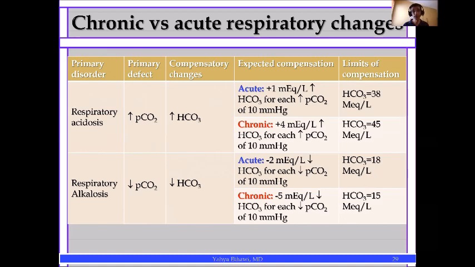What is the limit of changes that bicarb can do in an acute situation? It can go up to 38 milliequivalent per liter. After that, if you need compensation, the bicarb cannot, and the baby will get more and more acidosis. You need help. While in a chronic situation, it has more ability to compensate, 45 millimole.